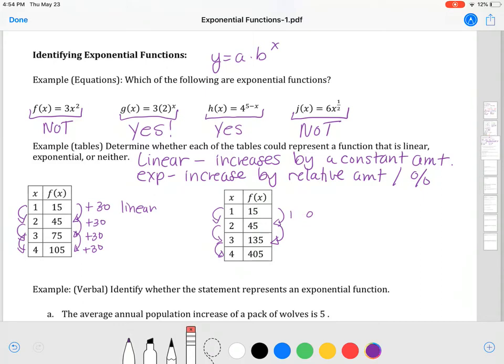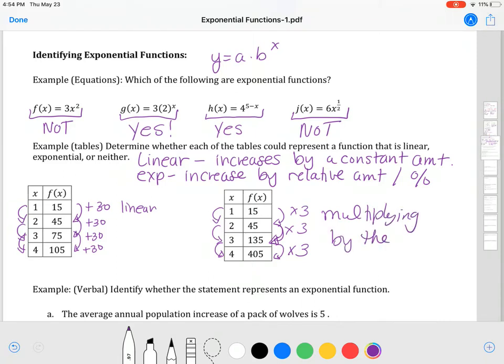However, if you notice, if I take 15 and I multiply it by 3 and I triple it, I get 45. Then from 45 to 135, I'm getting tripled again. And then again. So I'm increasing this by 300%. Okay? So this is by a relative amount because I'm multiplying by the same value. Whereas over here, it's increasing by the same amount every time. So this one here is going to be exponential.